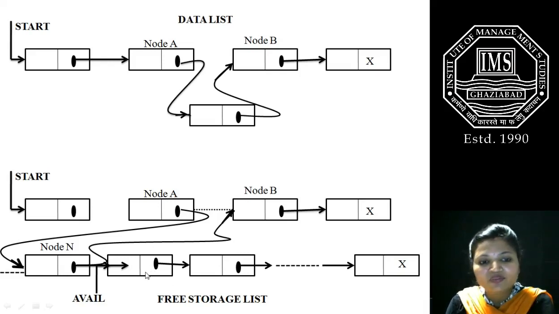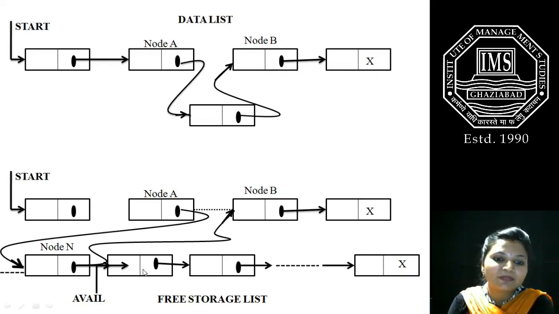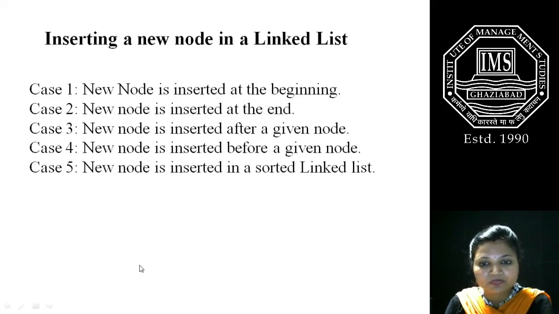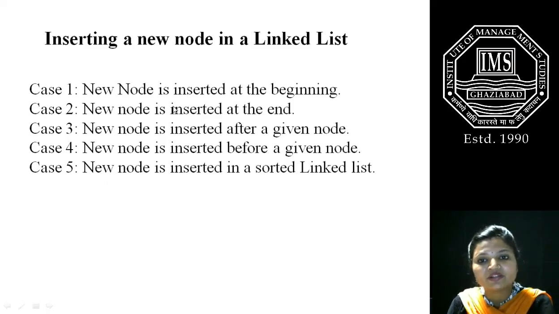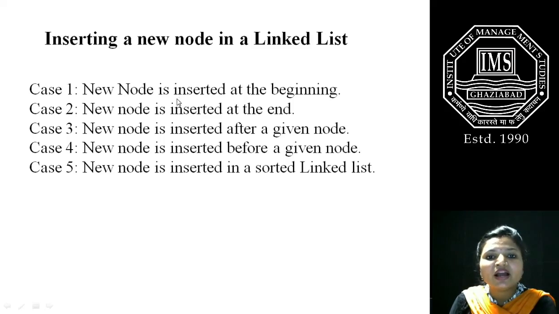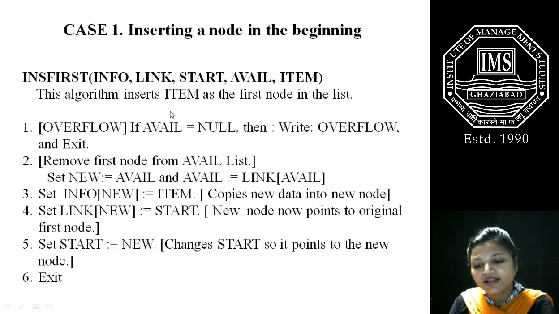So in this way we can allocate space to a node from a free storage list. So we can insert a node in a linked list in different ways. When you want to insert a node in the beginning, at the end, after a given node, or before a given node, or you want to insert a node in between some sorted linked list. So in this lecture we will study how we can insert a node at the beginning of the linked list.